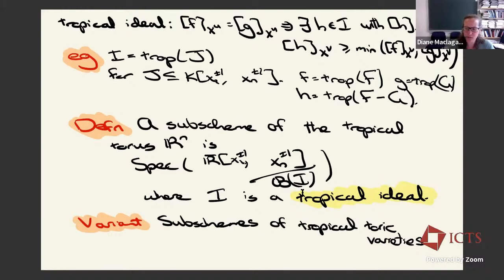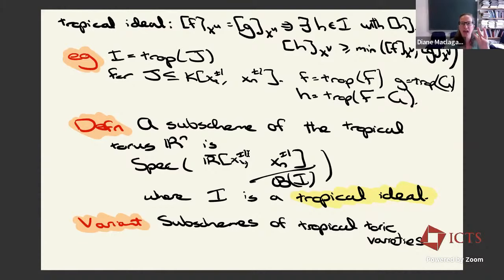And there are variants of this for subschemes of tropical toric varieties. So I've been telling you the story for subschemes of the tropical torus, but you are free to replace the torus here by any tropical toric variety, so any tropicalization of a toric variety. If you wanted affine space, you would just replace the Laurent polynomial ring by the usual polynomial ring. And so you can either glue things together, this works in the same way, or you could do things globally using the Cox coordinates on a toric variety.